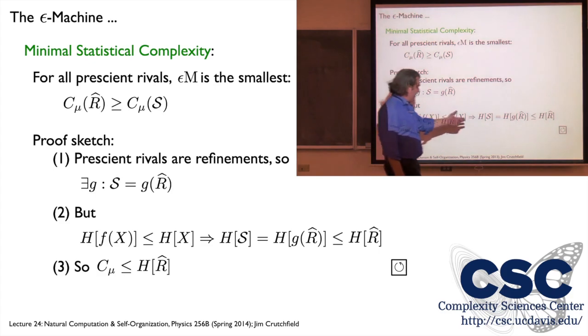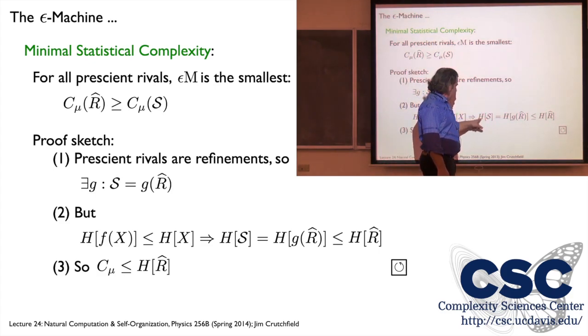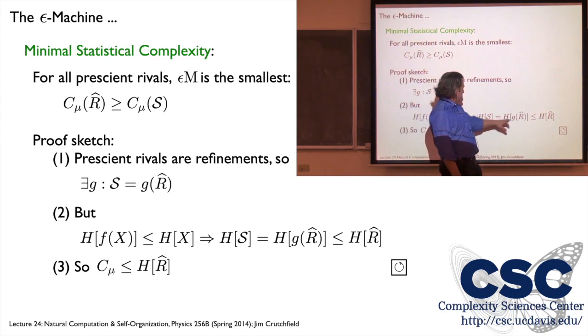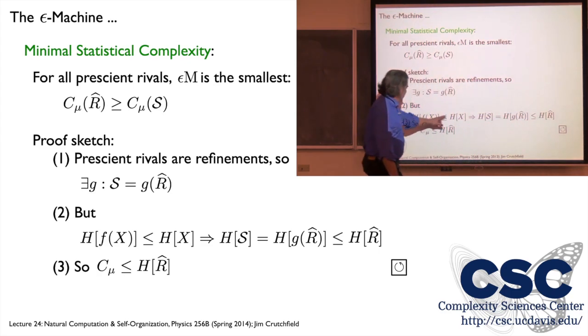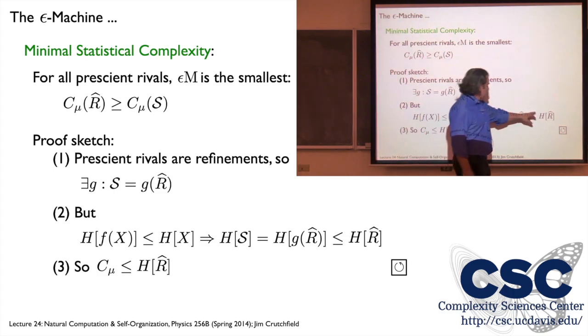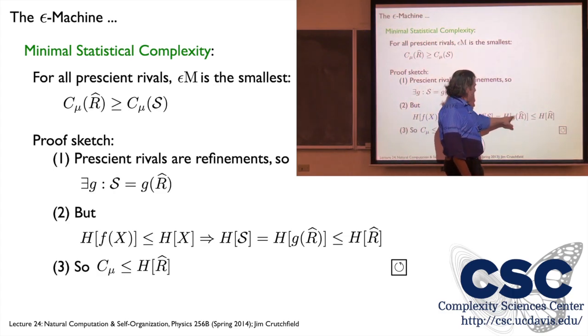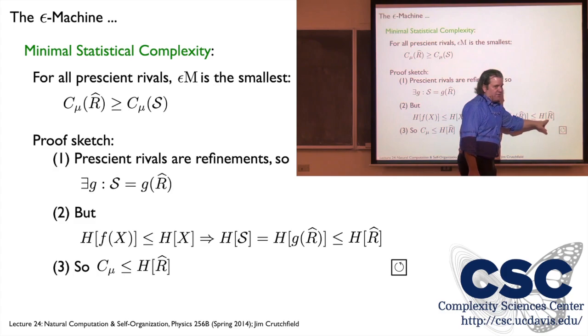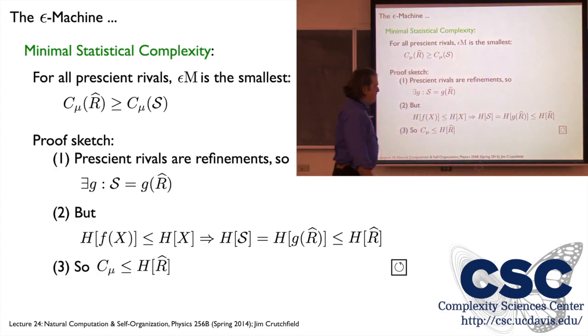Well, that's exactly what we have here, right? We have C mu, which is just the Shannon information in the causal state distribution. We just argued that these are a function of the rivals, and then applying this identity, it means that this state entropy has to be less than the state entropy of the rival. Right? It's more refined. There are more elements.